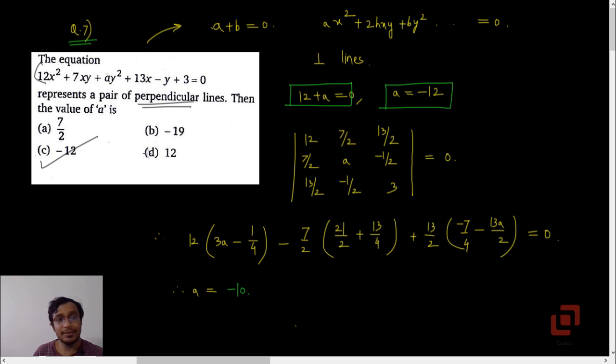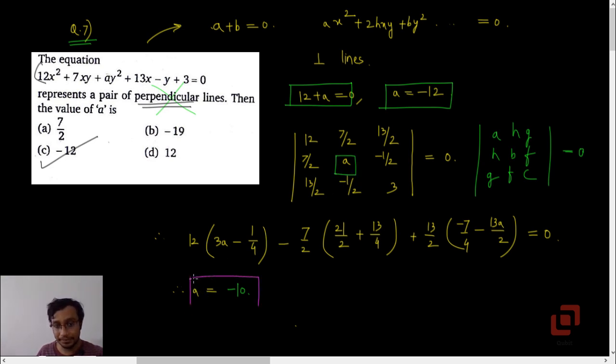So then the question was, for what value of a does this equation represent a pair of lines? Forget perpendicular, just lines. To do that, I brought in our usual condition, abc plus 2fgh minus af squared minus bg squared minus ch squared equal to 0. When I brought in this condition and solved the equation for a, I found out that a is equal to minus 10. It means these numbers are not correct. The equation can never represent a pair of perpendicular lines for any value of a.